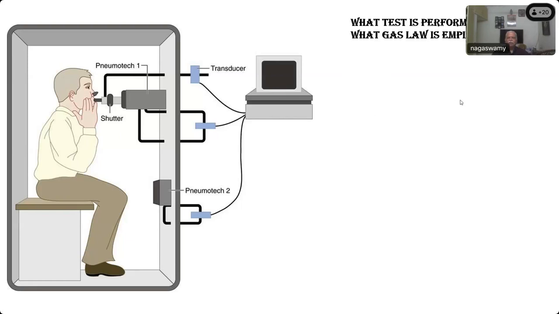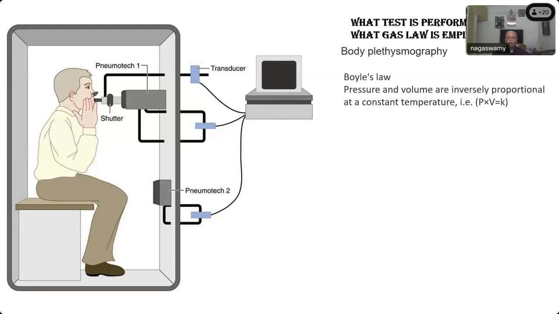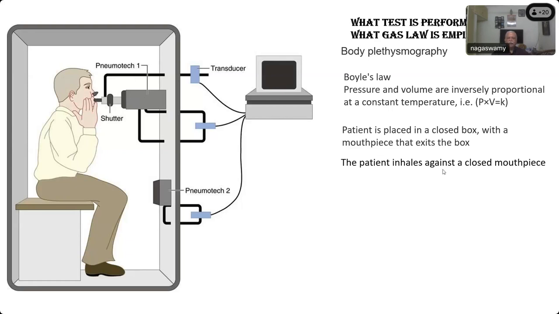And which law is employed? It is Boyle's law. Pressure and volume are inversely proportional at a constant temperature. So in this, what happens? The patient is placed in a closed box with a mouthpiece that exits the box. This is a mouthpiece, connected to the outside. The patient is asked to inhale, with the mouthpiece closed tightly with his lips without any gap.